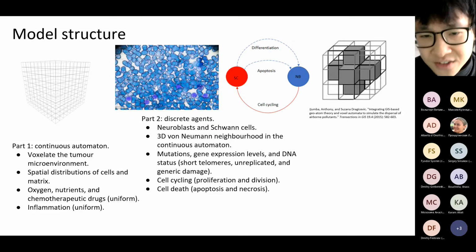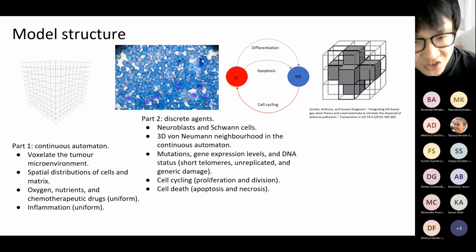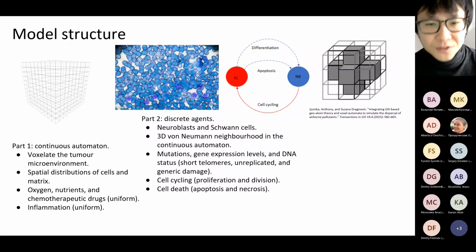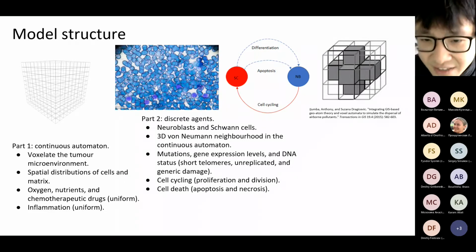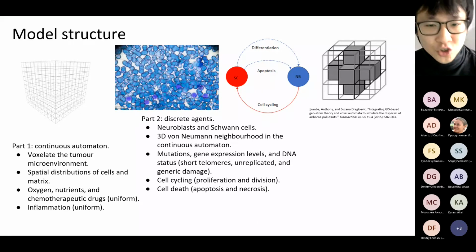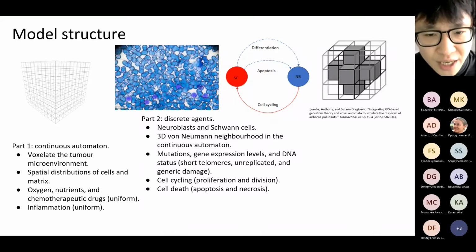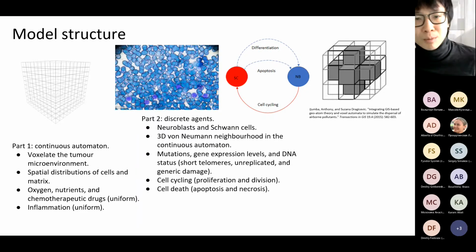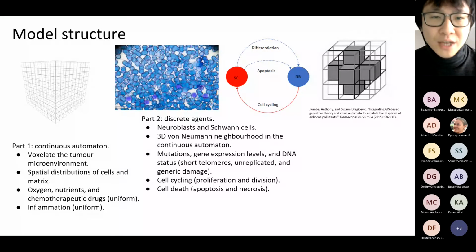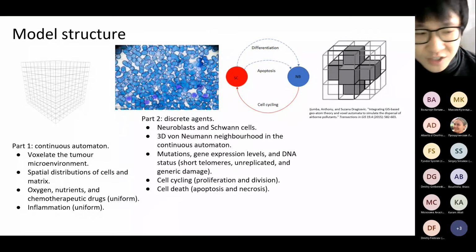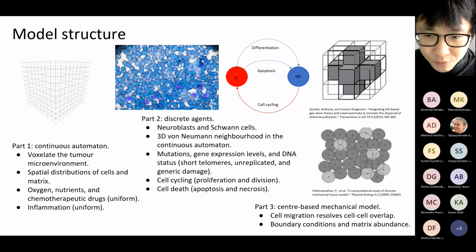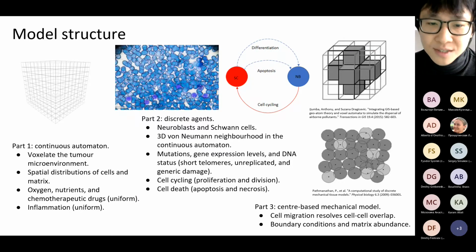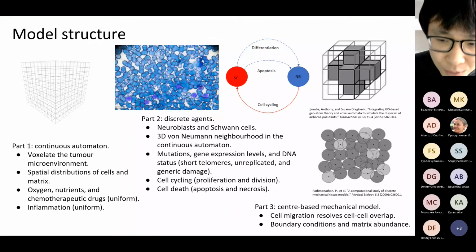Each agent is characterized by attributes, including mutation status, such as MYCN amplification, the activities of other genes, and the status of its DNA. Is it damaged, or are its telomeres too short? Broadly speaking, each agent can do 2 things. They can grow and they can die. But under the hood, there are more elaborate regulatory mechanisms which allow the agents to respond to the microenvironment and each other. Obviously, the cells are physical objects. They can overlap, and when they do, that's called contact inhibition, and the cells cannot cell cycle, cannot grow. And I use a center-based mechanical model to resolve cell-cell overlap.